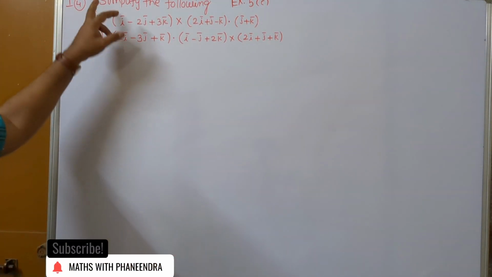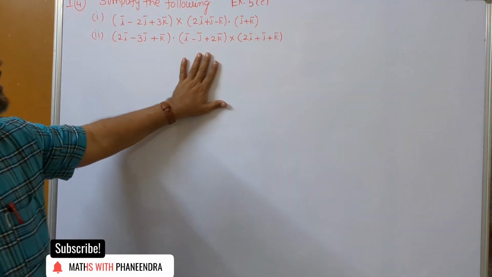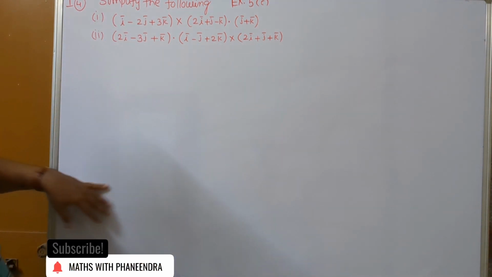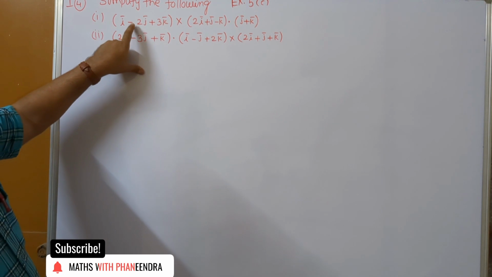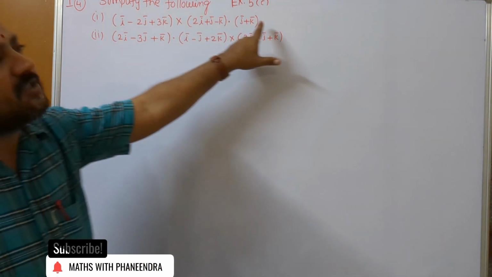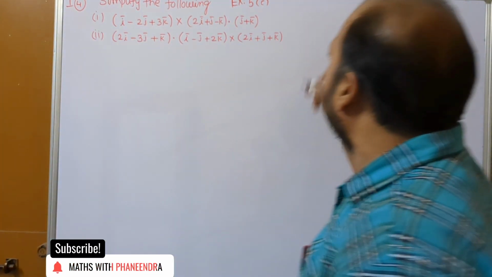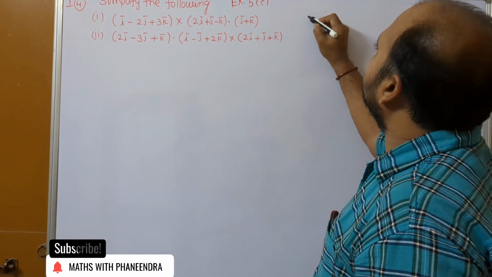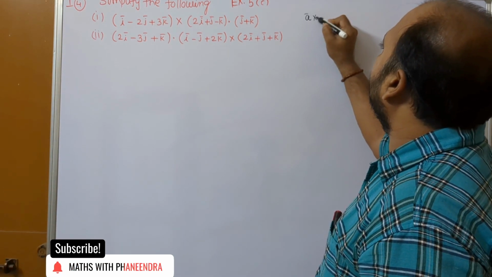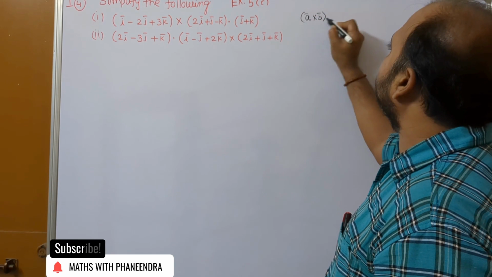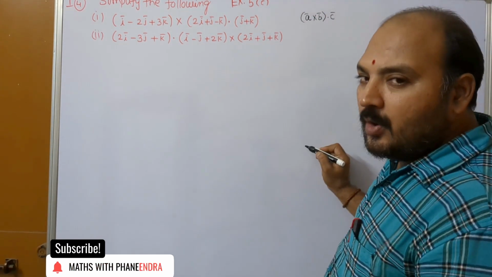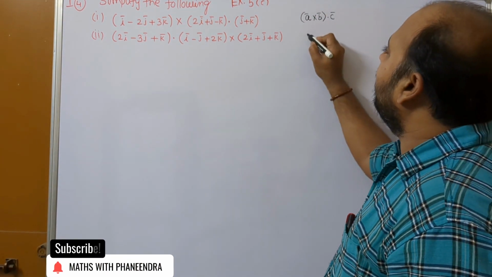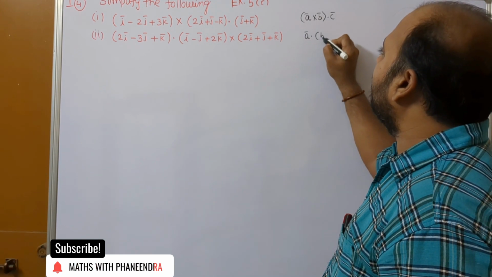See here, simplify the following. These types of questions we may expect for 2 marks. A bar cross B bar dot C bar. See, the first question, if you observe, is in this form: A bar cross B bar dot C bar. If you observe the second one, A bar dot B bar cross C bar.